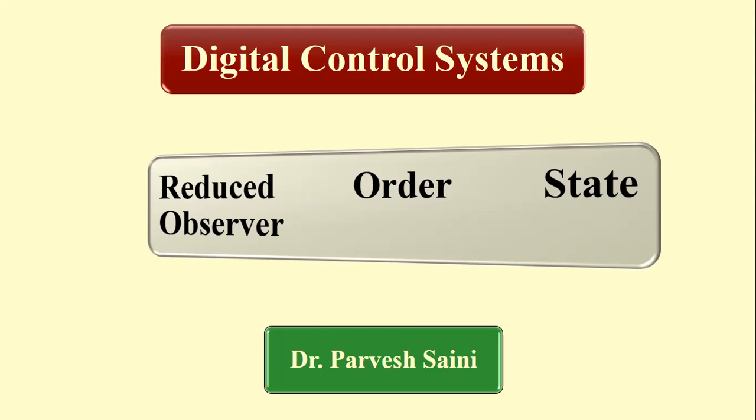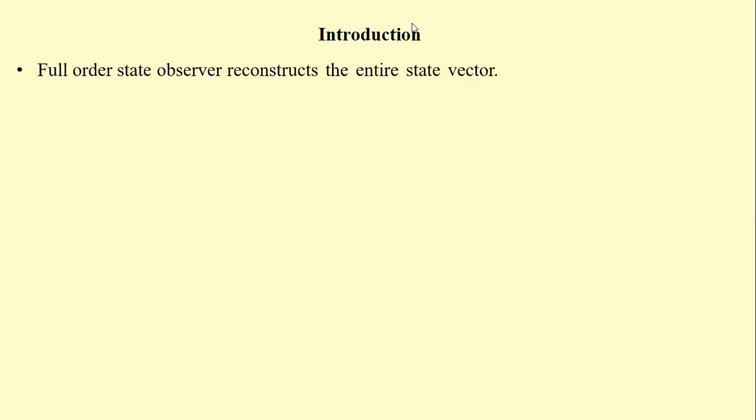So we have a full order state observer, which can estimate all the states of the system. Then we have a reduced order state observer, which estimates less than n states of the system, right? So a full order state observer can reconstruct the entire state vector. Reconstruction here means that it can estimate all the states of the system.